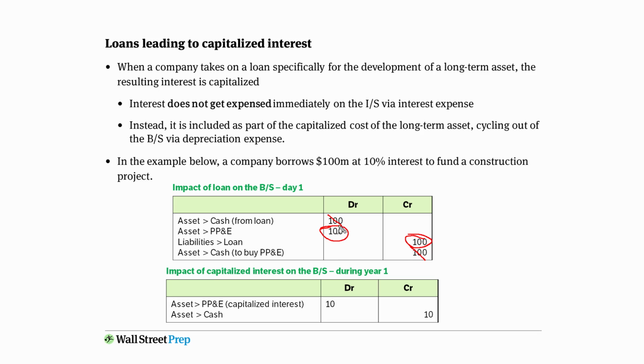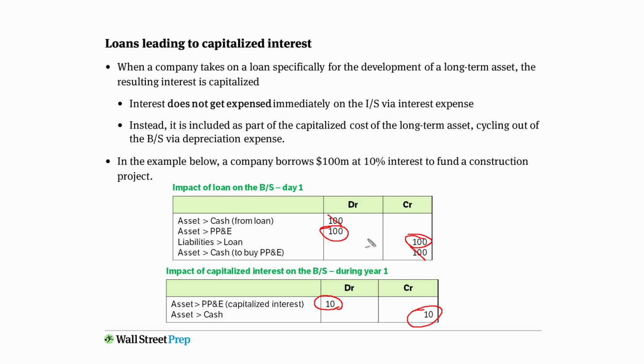Now, during the construction phase, as the construction is happening, while it's in process, the interest associated with this loan is capitalized. So at a 10% interest during year one, let's say the construction is still in progress, the capitalized interest accrues to the property, plant, and equipment balance. The offsetting entry is cash payments.